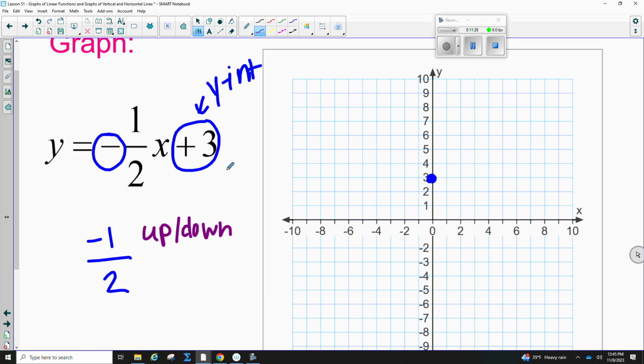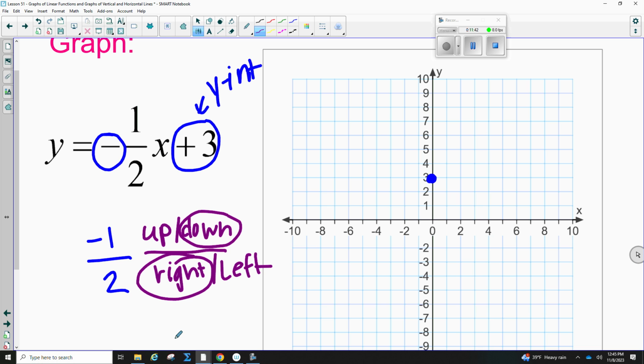Now your bottom number always goes right or left, because it's your change in x. If it's positive 2, which way are we going to go? Right. Right is positive. So now everybody put your pencil all together on 3. Your pencil should be at positive 3 on the y. All together we are going to go down 1, right 2, and put a point. And from that point, down 1, right 2, put a point.